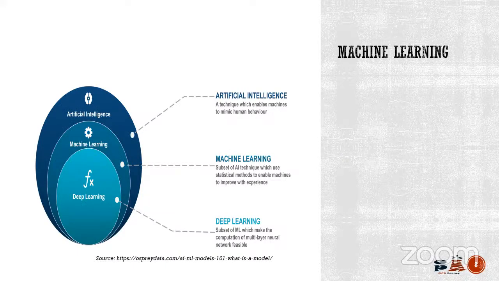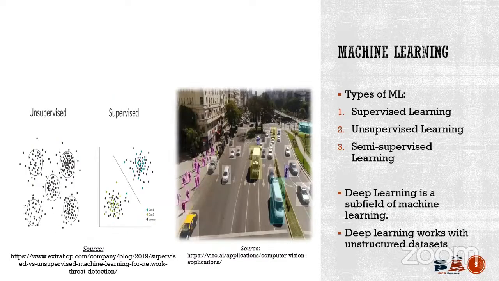So now we're going to talk about machine learning. Deep learning is a subset of machine learning, which both are a subset of artificial intelligence. If we're going to talk about machine learning, we first have to describe types of machine learning. We find that it could be divided into supervised, unsupervised, and semi-supervised learning.